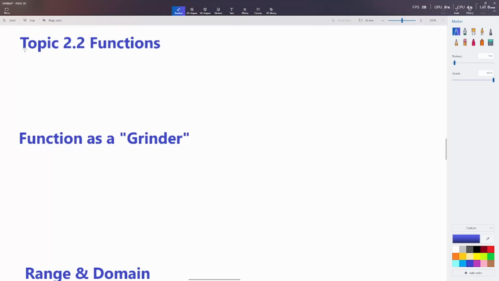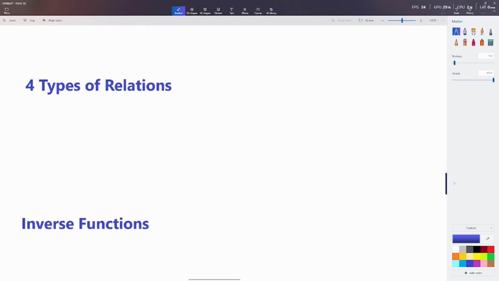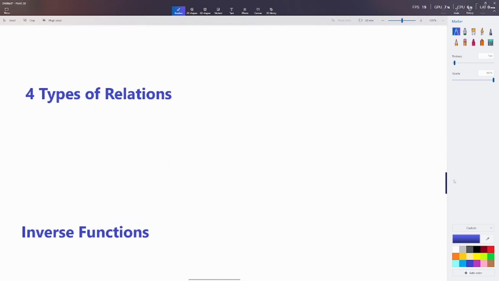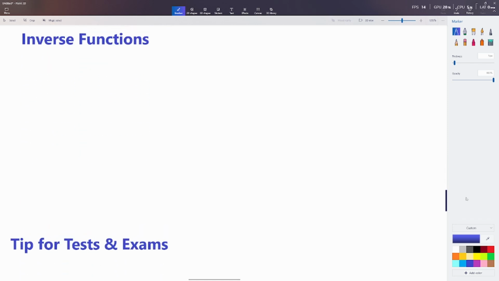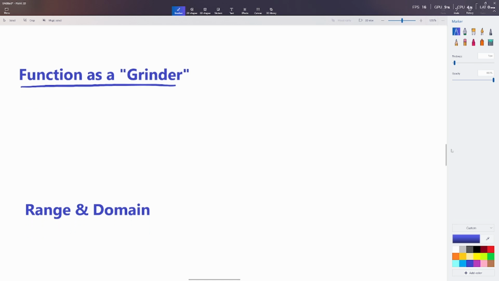In this lesson, we're going to cover topic 2.2, also known as functions. We're going to first cover how functions work, then we're going to cover the range and domain, then we'll look over the 4 types of relations, then also we'll go over inverse functions, how they work and how to get them, and then I will give you a small tip for tests and exams as well regarding functions.